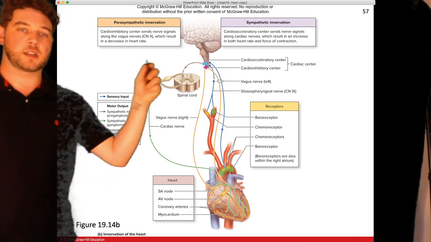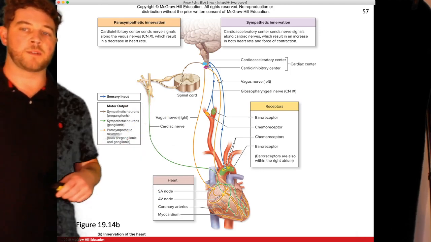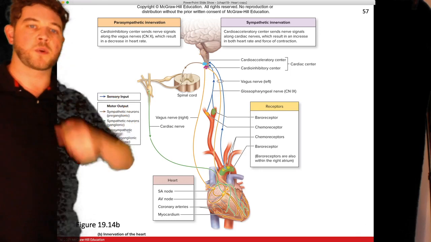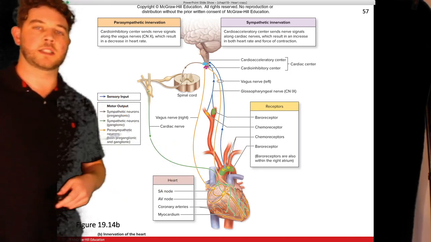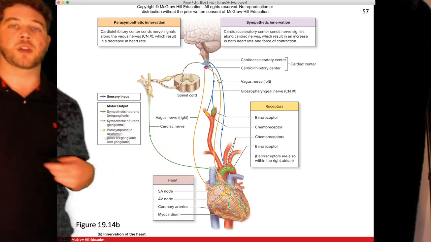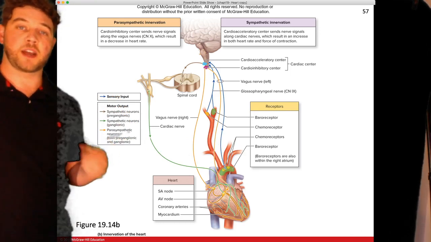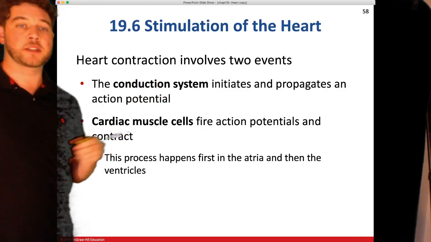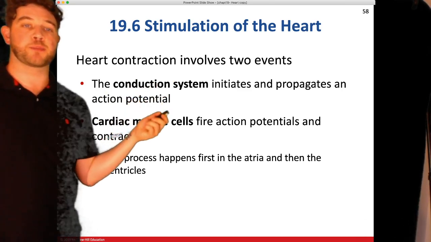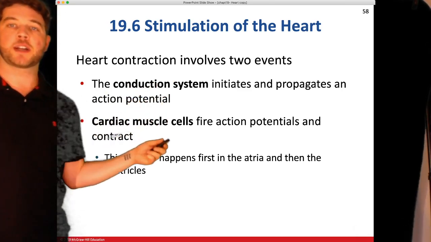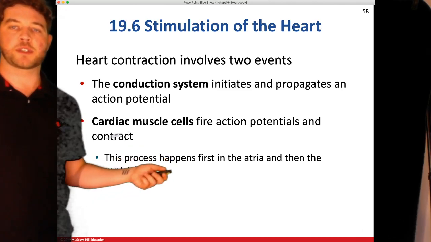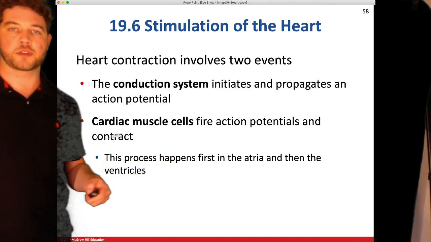Here is just a graphic representation of all of that. Again, your baroreceptors are detecting the stretch of the heart, so that's going to help you with your force. The chemoreceptors are detecting mostly your carbon dioxide concentrations to help you with the rate of how fast you need to be pumping. Heart contraction involves two events. Your conduction system initiates and propagates the action potential, and the cardiac muscle cells fire action potentials and contract. The process happens first in the atria and then in the ventricles.